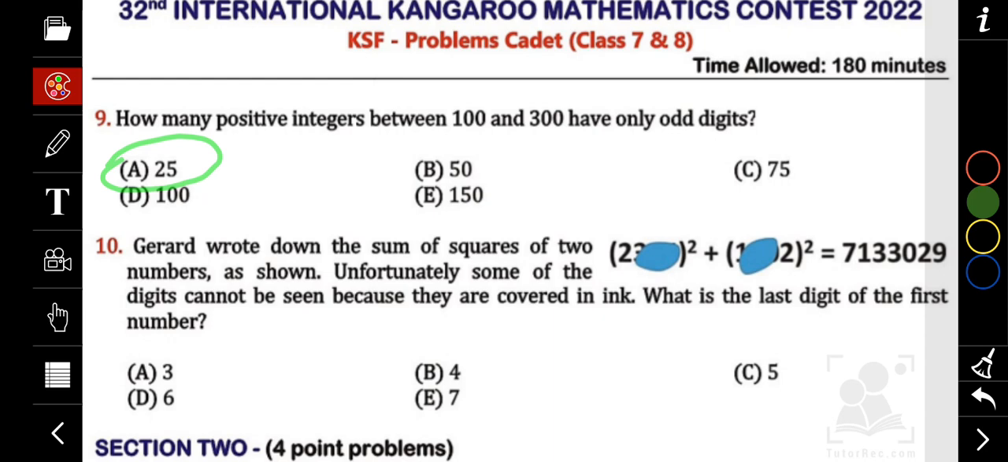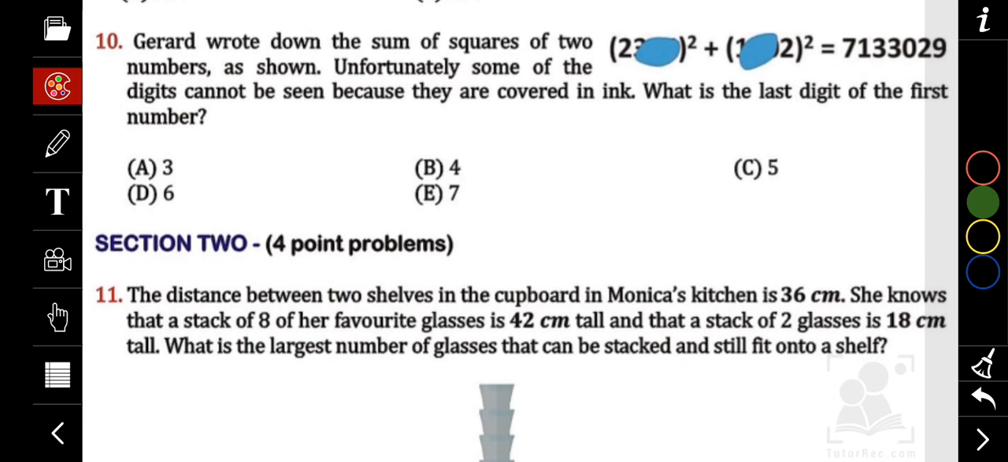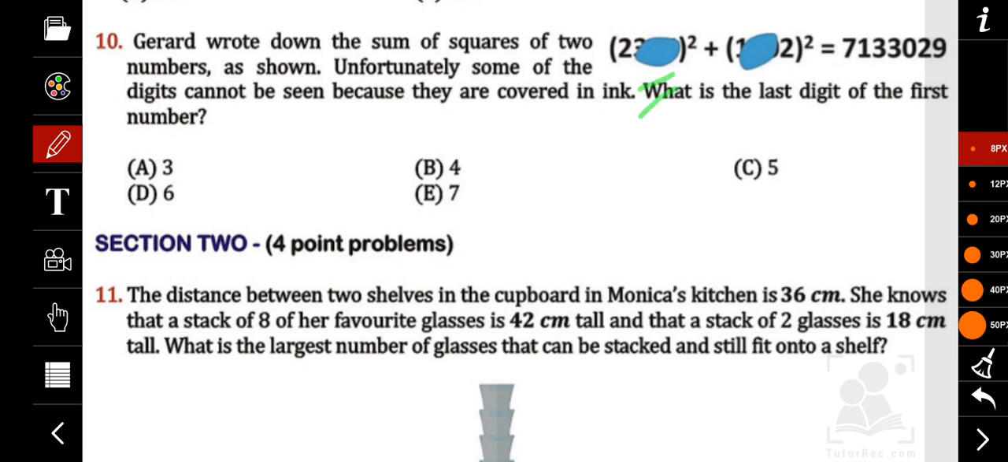Okay, then we proceed further to the last question. Girard wrote down the sum of squares of two numbers as shown. Unfortunately, some of the digits cannot be seen because they are covered in ink. What is the last digit of the first number? We need to depict this digit.